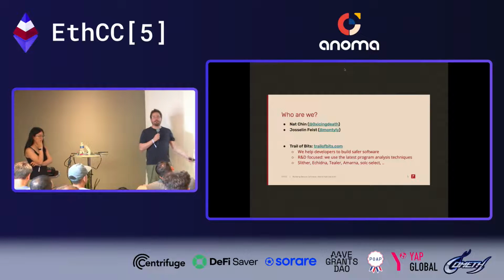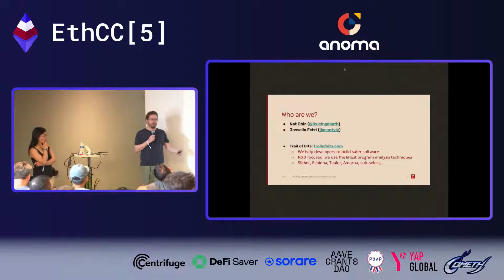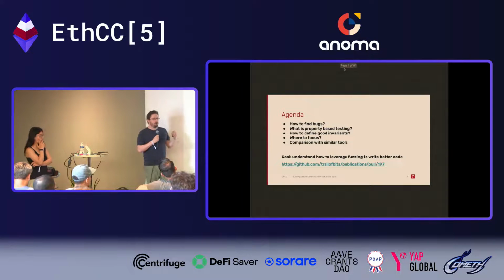Tealer, which is a static analyzer for Algorand smart contracts. We also have a static analyzer for Cairo smart contracts, and a fuzzer for Cairo. So we have a lot of tools that we have built over the years. All these tools are open source and free to use. But today we are going to focus in particular on fuzzing.